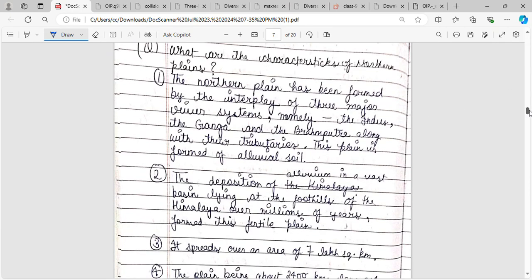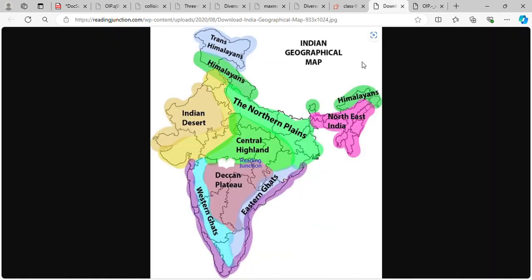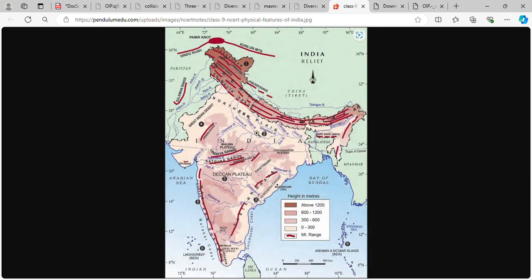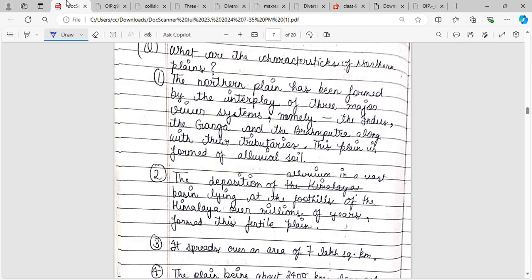The next question is, what are the characteristics of the northern plains? Let us come here again. You can see the green colored northern plains, and here it's written northeastern India. Actually, the northern plains are these. See, this whole area where my cursor is moving, these are the northern plains.